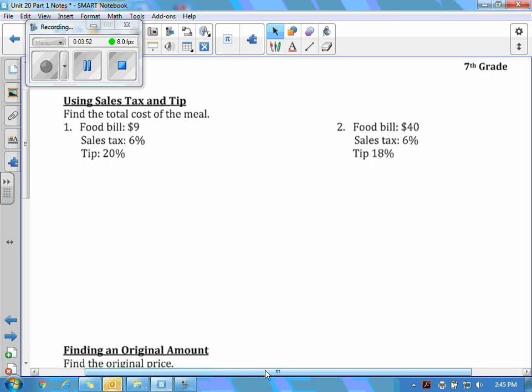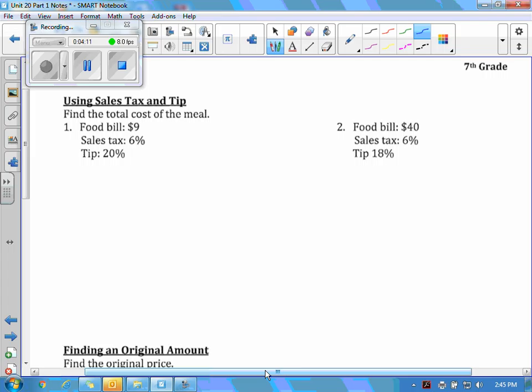Now, in real life, if you went to a restaurant and tipped, it would depend on how you do it. For instance, I tip after I get the total bill, including the tax. Some people tip based on the bill before the tax. What we're going to do right now is we're going to do everything based off of the original food bill. So here's what I mean by that.